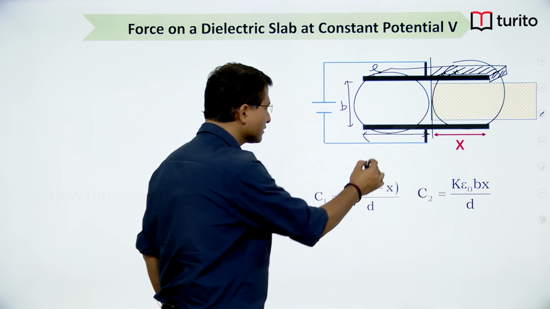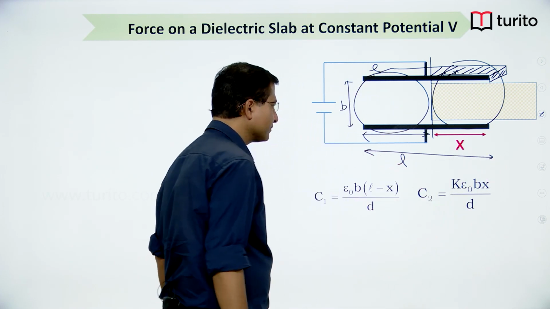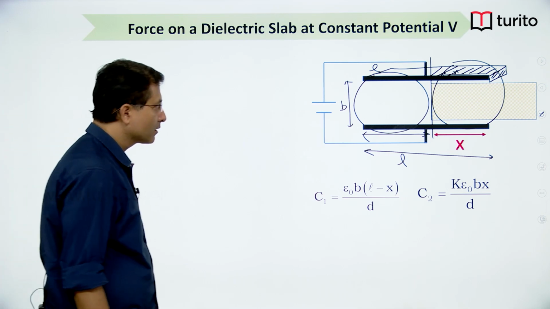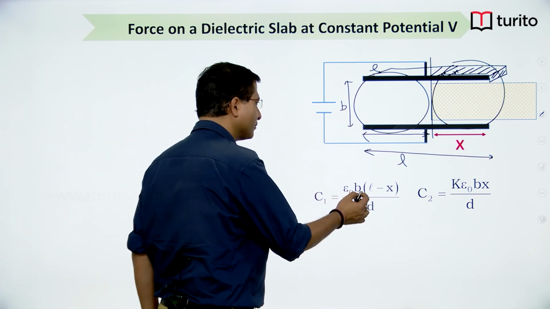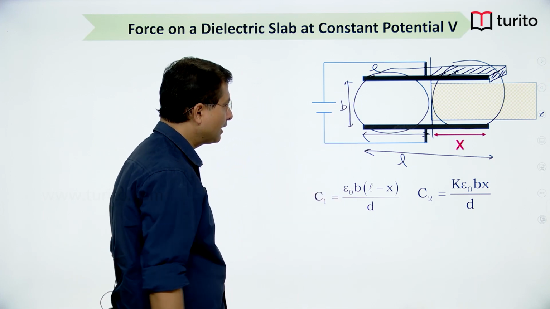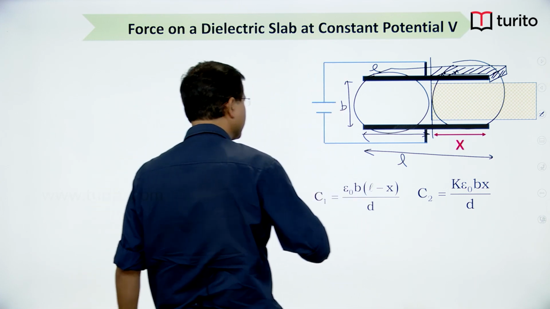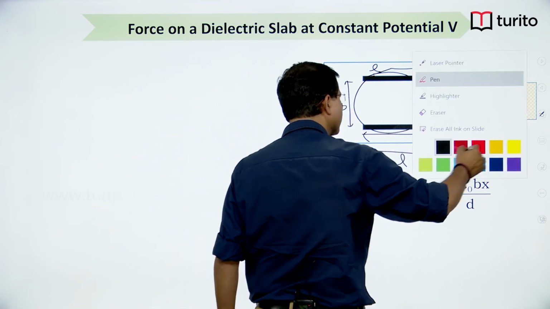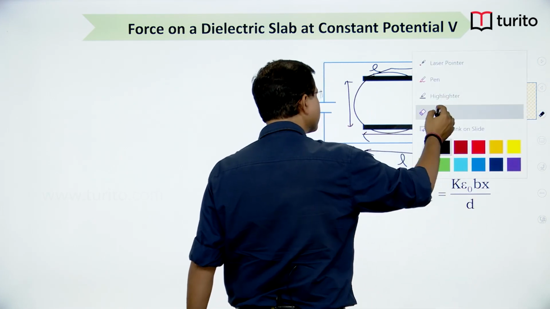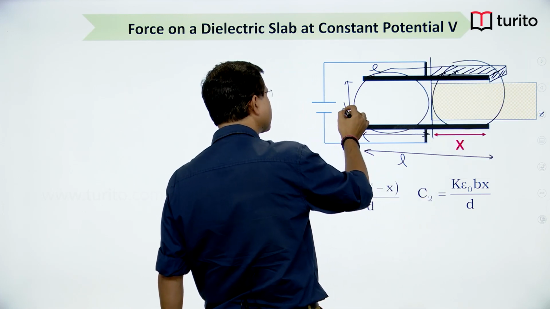So, this total is L. L by L plate instead of A by A, L by L, anything you can write. So, epsilon naught B, right, and into D. So let us consider this as D.